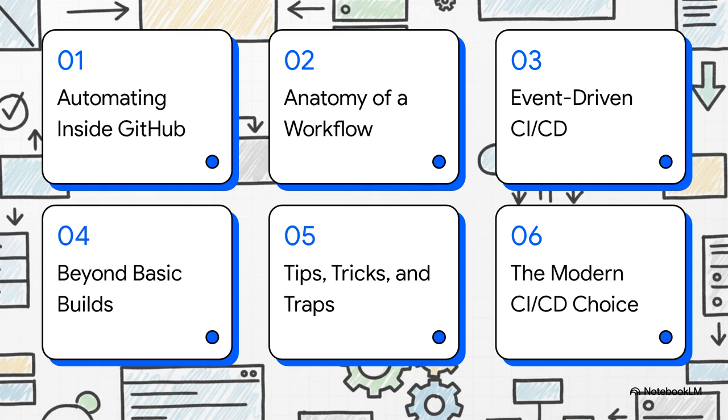All right, so here's the game plan for today. We're going to start with the big why behind it all. Then we'll break down the anatomy of a workflow, piece by piece. After that, we'll see how it's all event-driven, explore some really cool advanced stuff, cover the tips and traps you need to know, and finally, wrap up with why this is the go-to choice for so many modern teams.